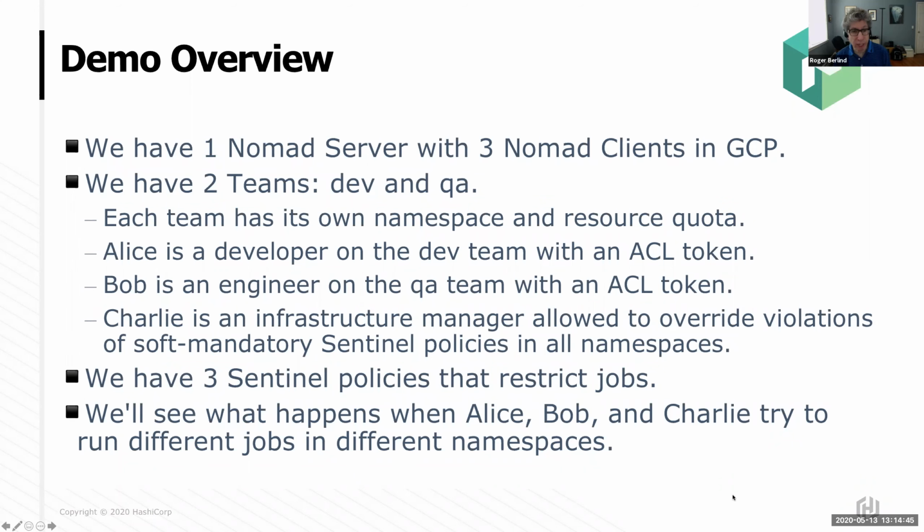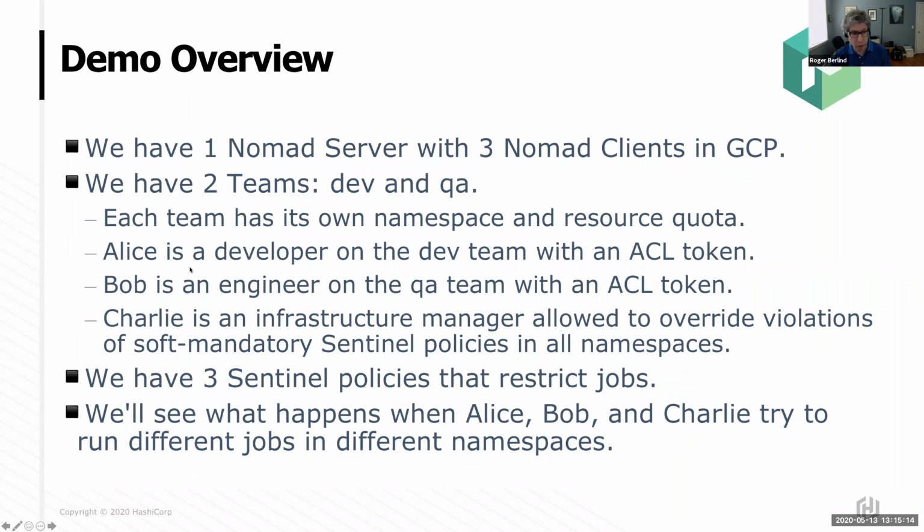And we have 2 different teams for which we are creating namespaces. We have the dev team and the QA team. Each team has its own namespace with an associated resource quota that's been applied to the namespace. Alice is a developer on the dev team, and she has an ACL token. Bob's an engineer on the QA team, and he has an ACL token. And then Charlie is an infrastructure manager allowed to override violations of the soft mandatory Sentinel policies that I just talked about. And you can do that in all namespaces.